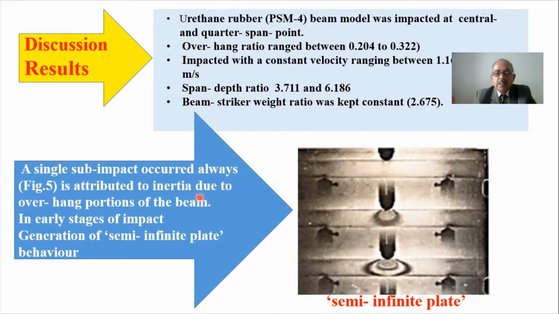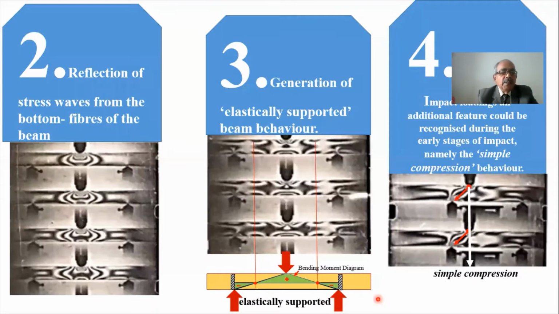In the significant case, due to the overhang, the generation of semi-infinite plate behavior can be seen in the enlarged photograph here. You can see this point load is just like an impact coming, and a spherical pressure wave will be propagating. This situation is called semi-infinite plate behavior. In other cases, when the compression pulse is going to hit, we get the reflection from the bottom boundary producing the tension pulse, which is clearly seen in the diagram, which is the isochromatic fringe pattern.